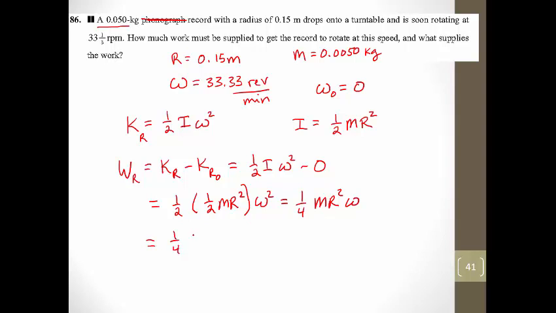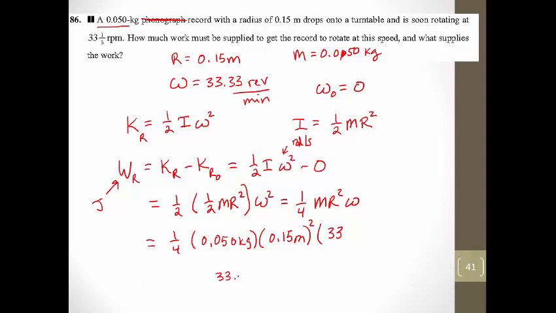And now I can plug numbers in. So I have 1/4 times my mass, 0.50 kilograms, times the radius, 0.15 meters all squared, times 33. Oh, wait a minute, I got a problem. This is in revolutions per minute, and to make this turn out as work in joules, omega has to be in radians per second, not revolutions per minute. So now I have to do a conversion.